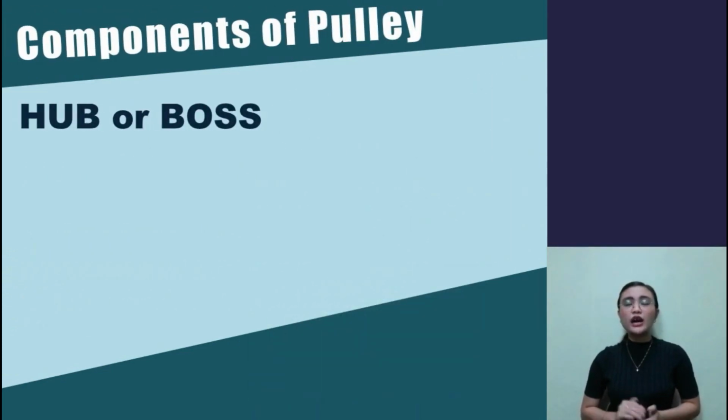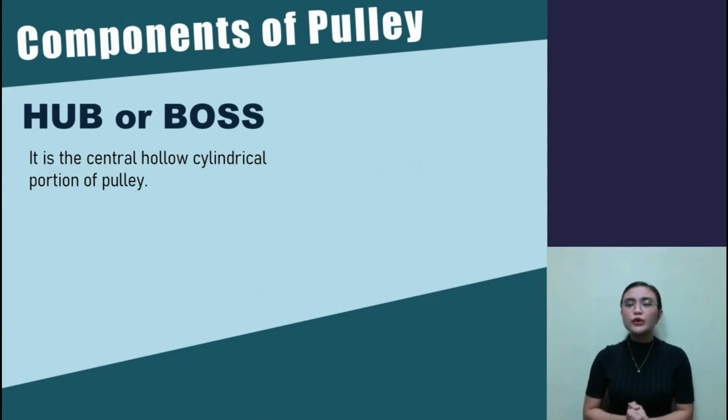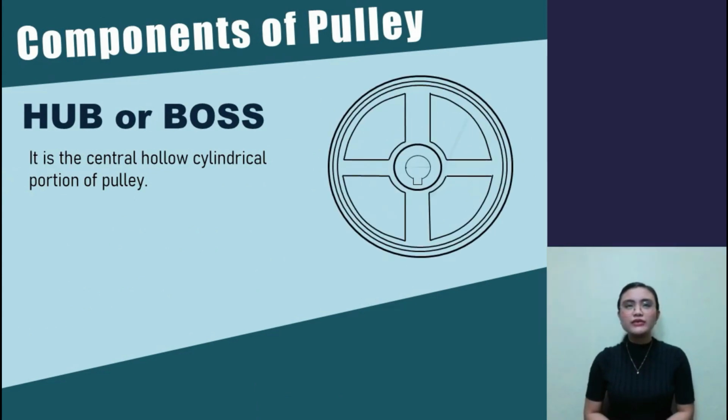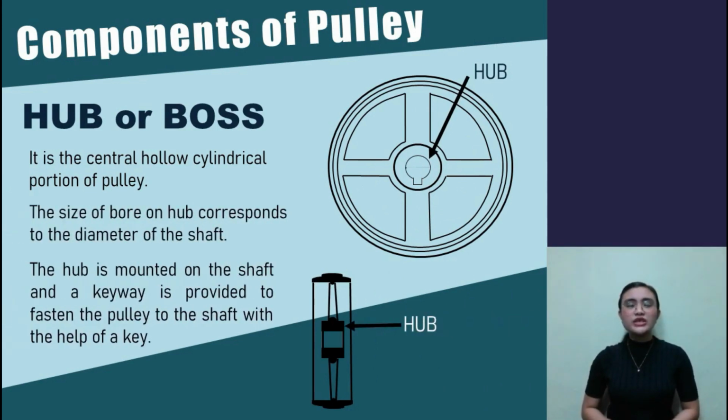The next component is the hub or the boss. The hub is the central hollow cylindrical portion of the pulley. So if we're looking at the pulley in the graph, this is the hub, and then the bore is the hole in the middle of the pulley. The size of the bore corresponds to the diameter of the shaft. The hub is mounted on the shaft, and the keyway is provided to fasten the pulley to the shaft with the help of the key.